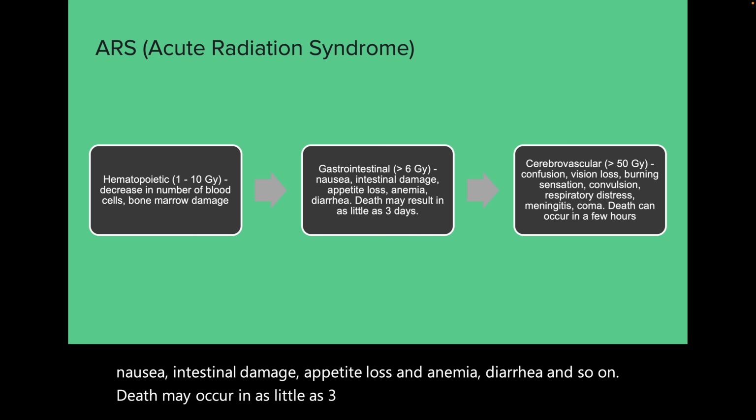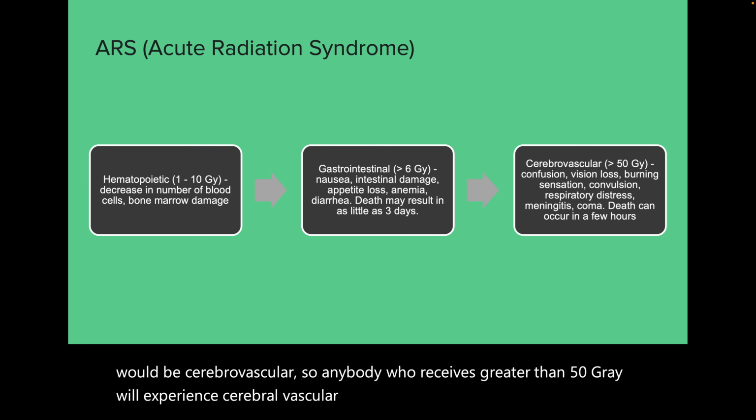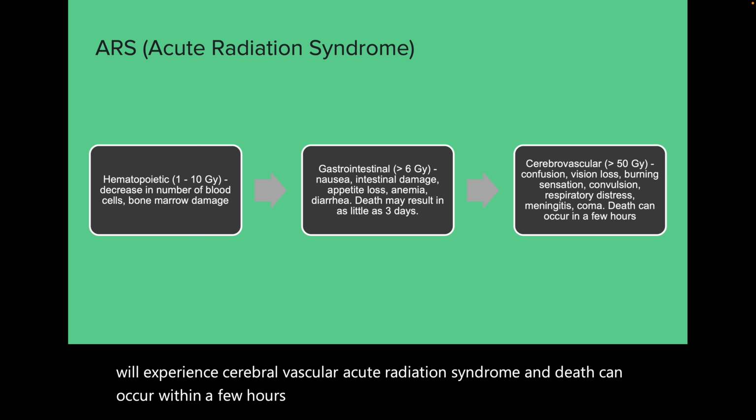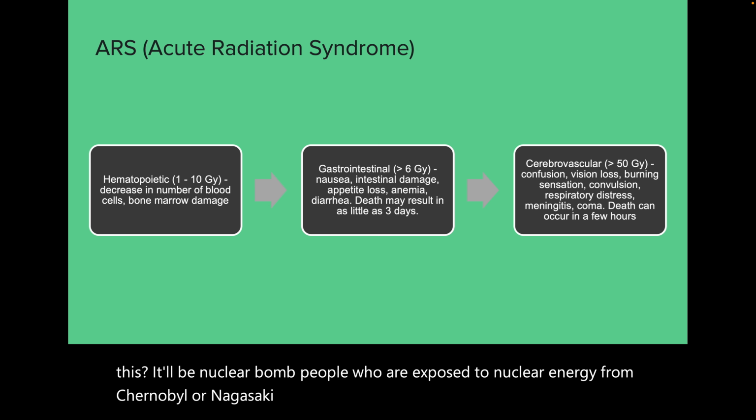And the most severe of these would be cerebrovascular. So anybody who receives greater than 50 gray will experience cerebrovascular acute radiation syndrome, and death can occur within a few hours. So you might ask yourselves, who might experience this? That'll be nuclear bomb victims, people who are exposed to nuclear energy from Chernobyl or Nagasaki or Hiroshima, that kind of stuff, right?